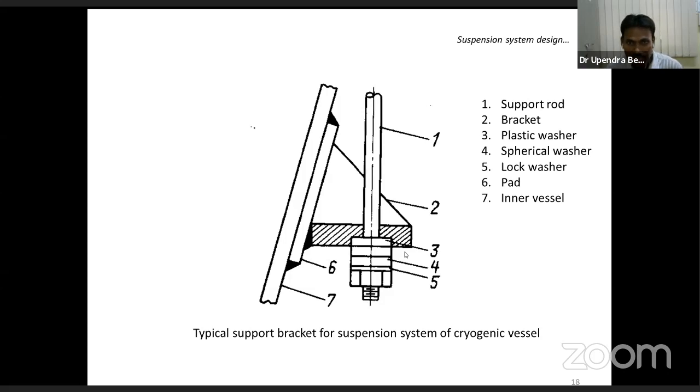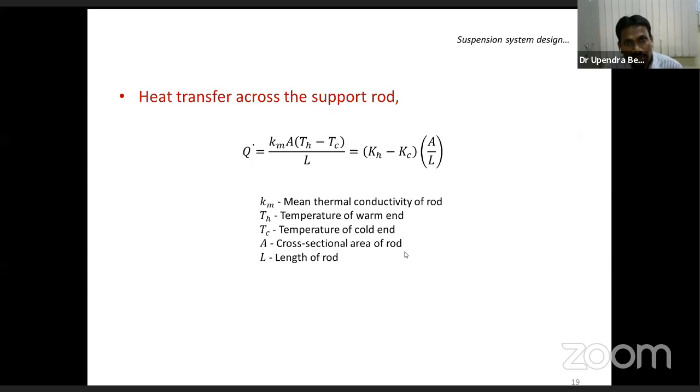And the heat transfer across the support system or the support rod is given by this equation: Q equal to K into A, where A is the area of cross section of that rod, into (TS minus TC), that is the temperature of the warm end minus the temperature of the cold end of the inner container, divided by the length. So that way you can calculate how much heat transfer is taking place through the support structure.